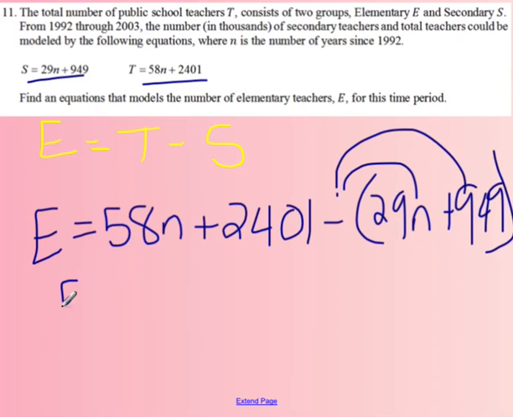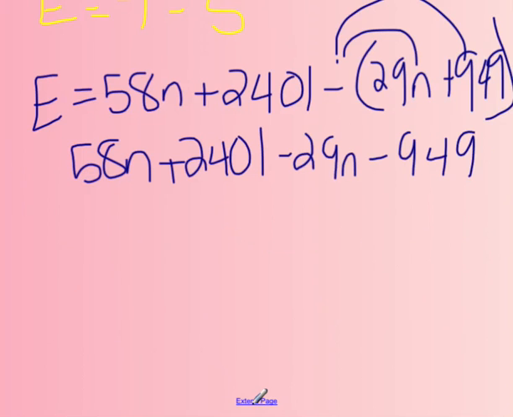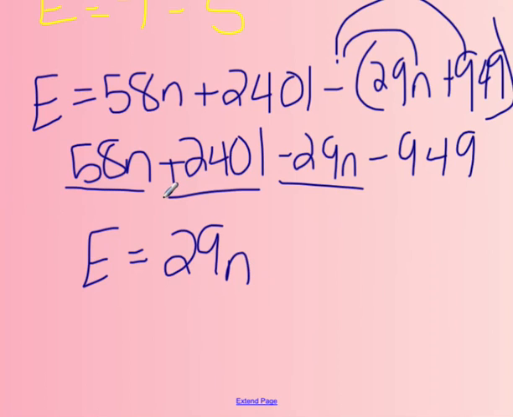I need to make sure that the minus sign gets distributed into everything in that problem. So I have 58N plus 2,401 minus 29N minus 949. Now that we've subtracted those, we're going to combine like terms, 58N minus 29N. This is for our elementary school teachers. That's going to give us 29N. 2,401 minus 949, that's going to give us 1,452. And that's all you needed to do.